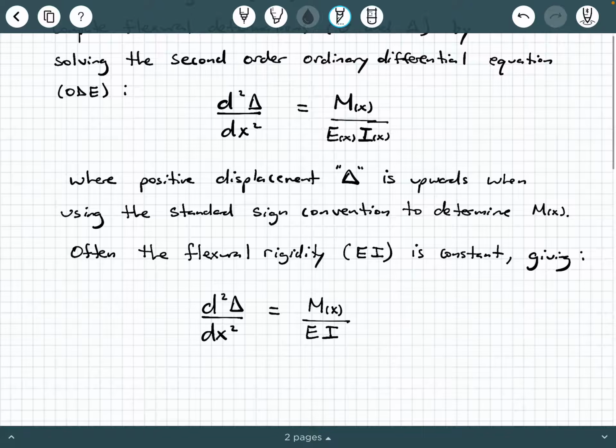So oftentimes the flexural rigidity, which is the product of E times I, is going to be constant. And when that term is constant, we can drop the function of x terms from E and I. So we see that the second order differential equation of delta with respect to x is equal to M as a function of x divided by a constant EI. You need to be familiar with that term flexural rigidity, which is just the product of modulus of elasticity and moment of inertia. And again, for prismatic members that have all of the same material composition, EI would be constant.